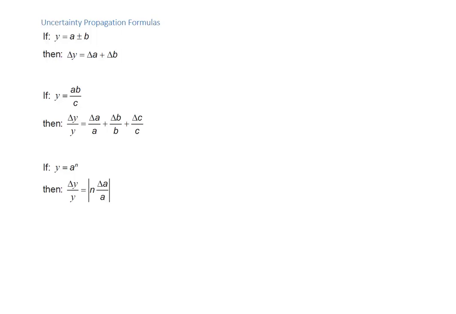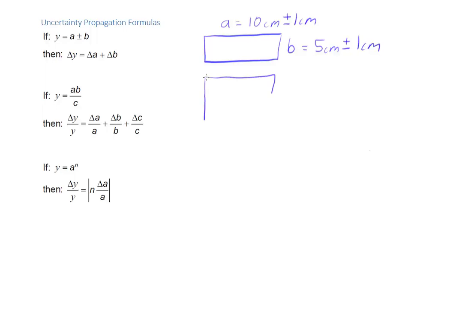Let's consider that there are two bricks. We're going to have brick number 1 here, and brick 1 has a length a of 10 centimeters with an uncertainty of 1 centimeter. And it has a height, b, which is 5 centimeters, also plus or minus 1 centimeter. And then our second brick is very similar to the first brick. Its length is the same as a, so 10 plus or minus 1, but its width is different. The width of the second brick is c, which is equal to 20 centimeters plus or minus 4 centimeters.